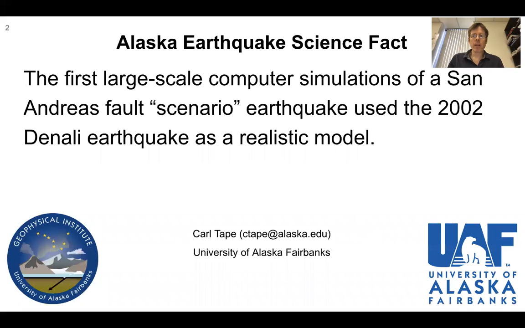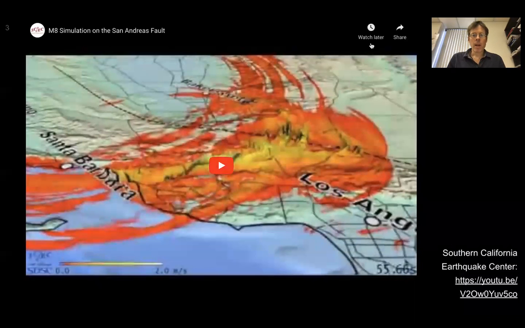The first large-scale computer simulations of a San Andreas Fault scenario earthquake used the 2002 Denali earthquake as a realistic model. I'm going to play this movie off of YouTube to try to convey what a computer simulation of an earthquake might look like. This one is for Southern California.